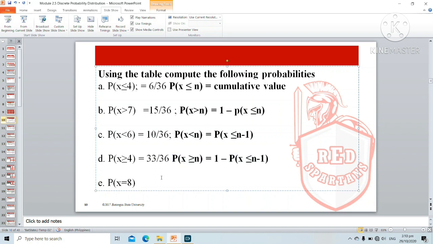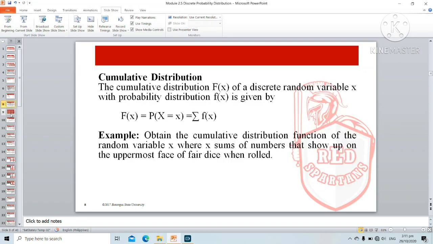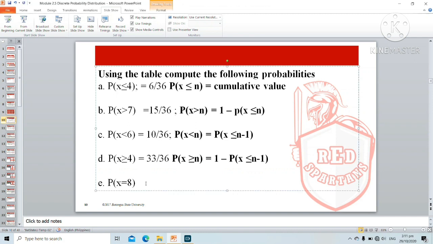Then last, paano naman kapag equal? Pag equal, check natin dito. Pag equal 8, dapat ang probability niya ay 5 over 36. Ang gagamitin natin ay cumulative value. So, paano natin makukuha yung 5 over 36? So, ibig sabihin nito, yung katapat ng 8 is 26 over 36. Then, ililes natin yung 21 over 36. Kaya siya ay, ang formula natin i-derive dito ay, ang answer natin 5 over 36.